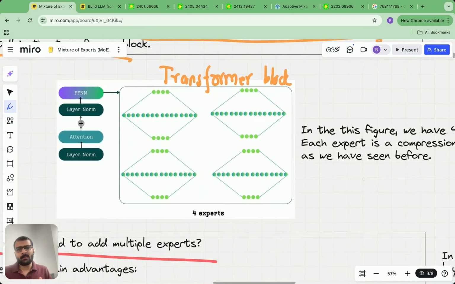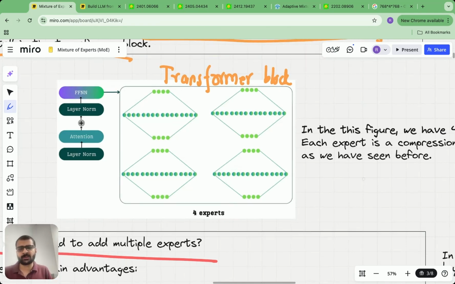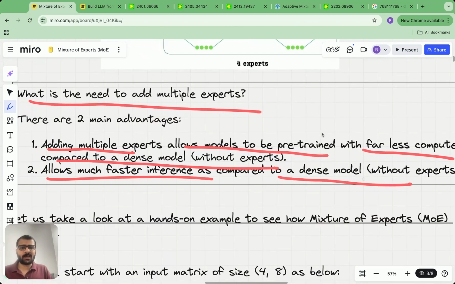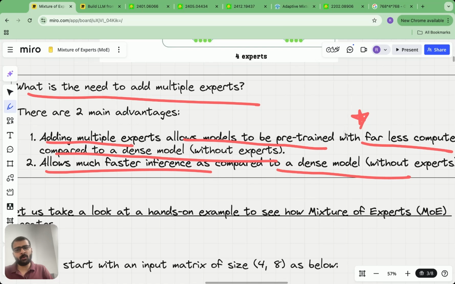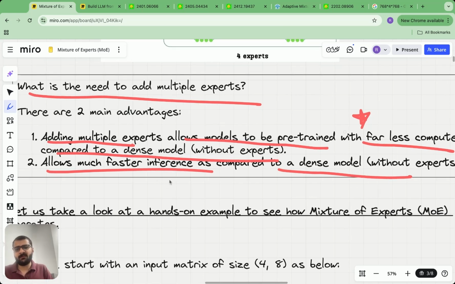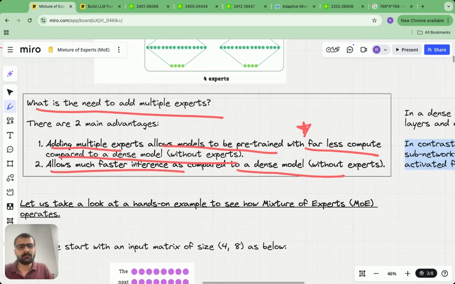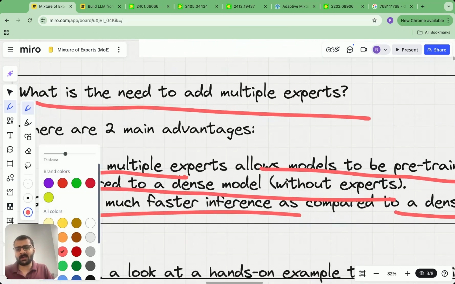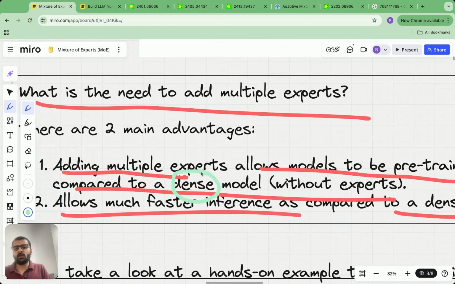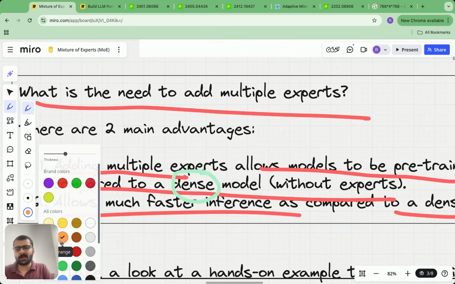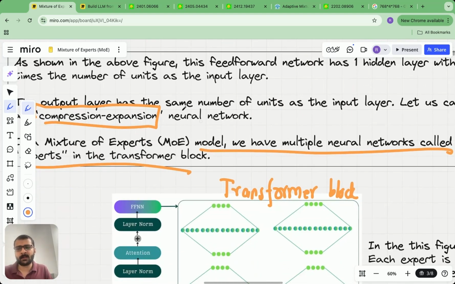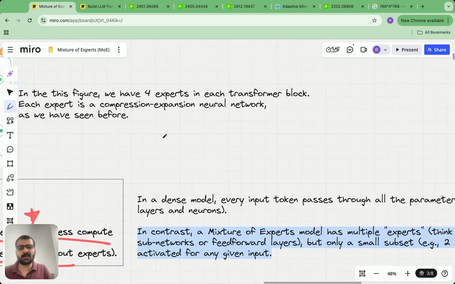Why is this possible? How come adding more neural networks reduces the pre-training compute time and also the inference compute time? Again, let me go through what's written here. Adding multiple experts allows my pre-training to be done with far less compute, and it allows my inference also to be done much faster. How is this done? The main hint is this word here, dense. If you don't have a mixture of experts, then the neural network is dense, meaning all the parameters, all the weights are completely activated. Nothing is set to zero. But the whole idea of mixture of experts is something called sparsity.